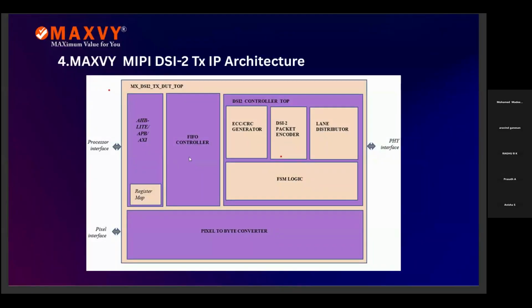So this is the architecture of the MAXVY DSI-2 Tx IP. As you can see in the block diagram here, it includes AHB-Lite, APB, and AXI interfaces, the FIFO controller, the DSI2 controller, which is the top module, ECC and CRC for error detection, the packet encoder, the lane distributor, the FSM logic, and also a pixel to byte converter. So let's move on and handle these one by one.